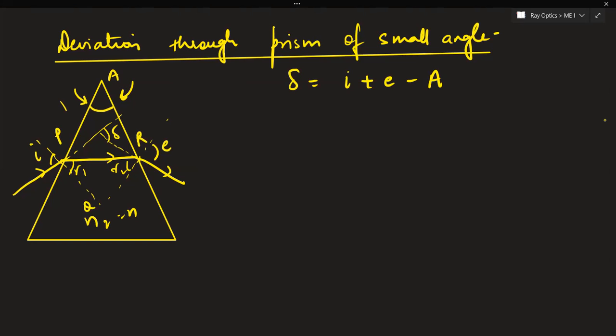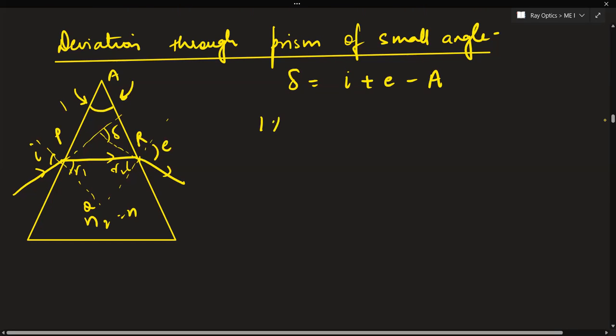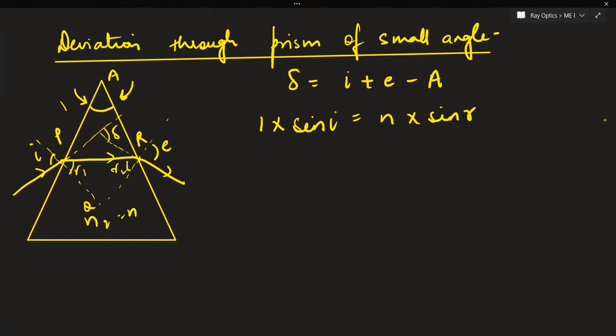Fine. So you will write this as 1 into sine i is equal to n into sine r. So on using small angle approximation, you can write this as i is equal to nr only, because when you use small angle approximation, sine theta is almost equal to theta. This I have told you several times. Sine theta becomes equal to theta and tan theta almost becomes equal to theta. So both these angles become equal to whatever is the value of angle given.